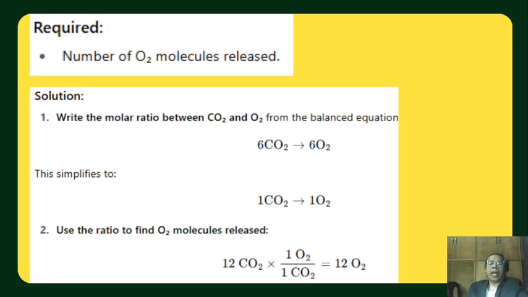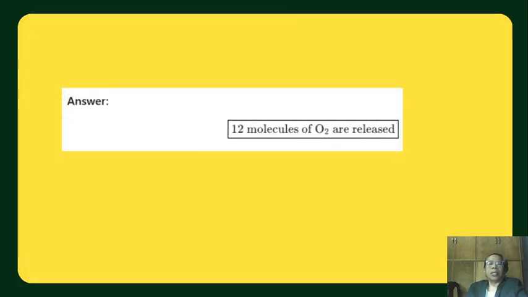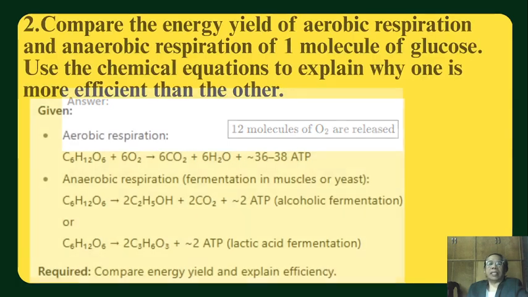From there, let's use the ratio to find the oxygen molecules released. We are given 12 moles of carbon dioxide and we multiply it by 1 oxygen produced per 1 mole of carbon dioxide, and then cancel out carbon dioxide. So you will have 12 moles of oxygen. The final answer: 12 moles of oxygen are released.